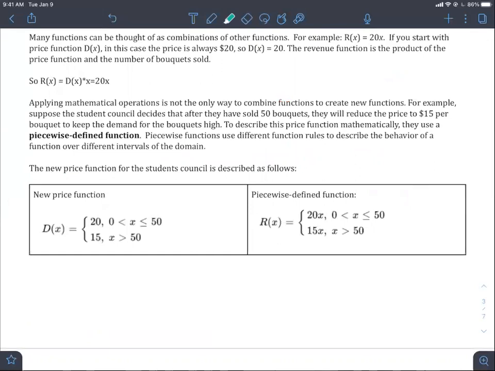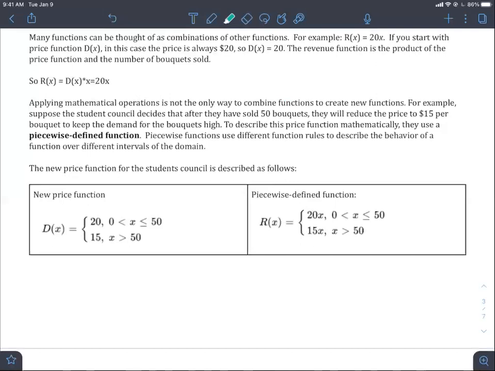So the student council supposes that after they've sold 50 bouquets, they might need to reduce the price to start to appeal to some of the other students who maybe couldn't quite afford the $20 initially, but maybe they're now running towards the end and they're just trying to get rid of the last of their supply.